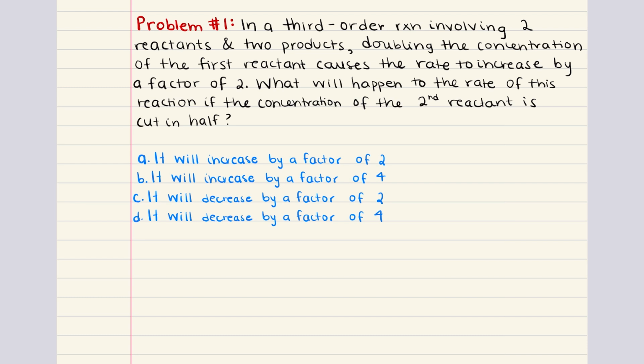So let's just set up a very general reaction. We know we have two reactants and two products, so we can just write that reactant A plus B give us products C plus D. All right, and we can just work with this so it's easier to visualize things.